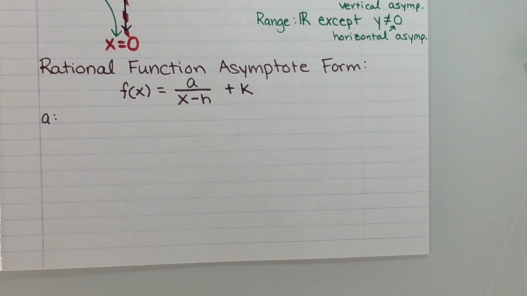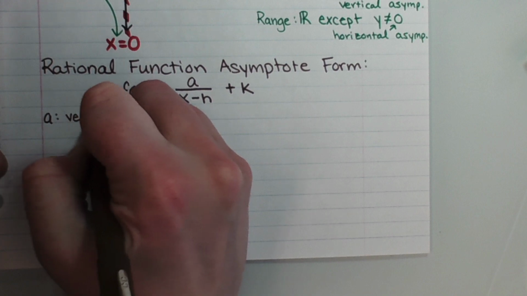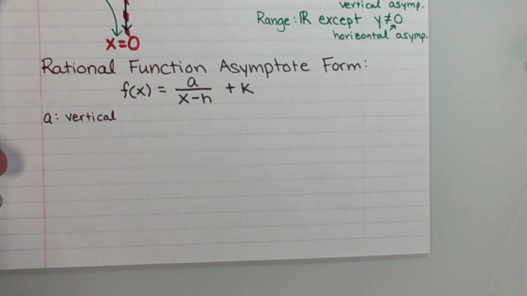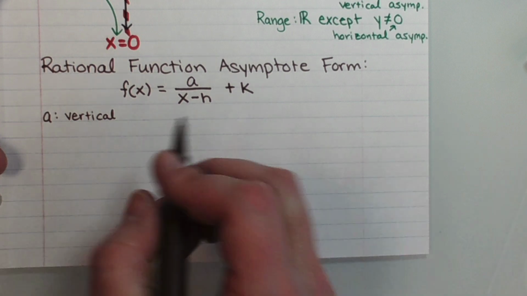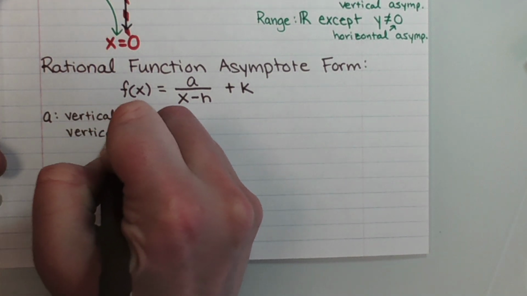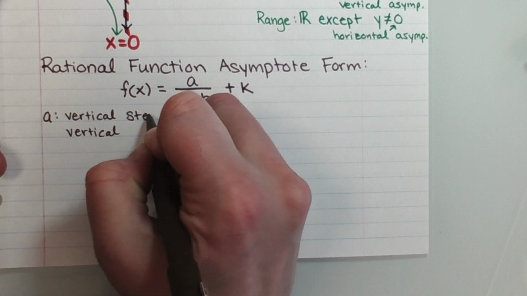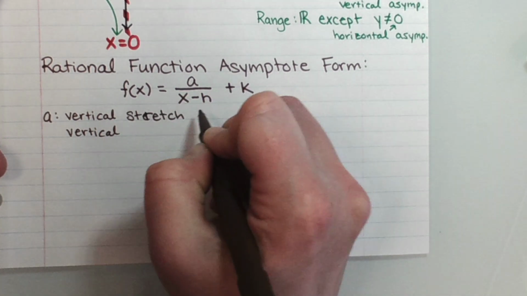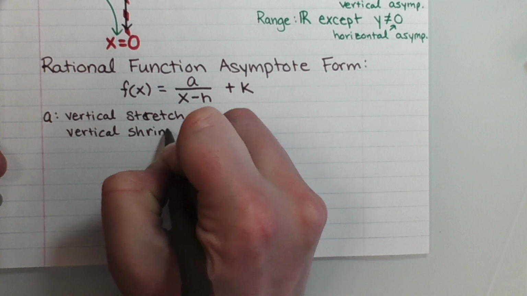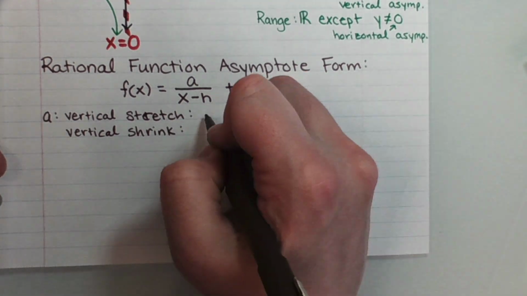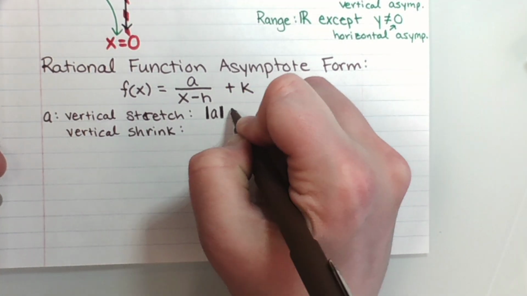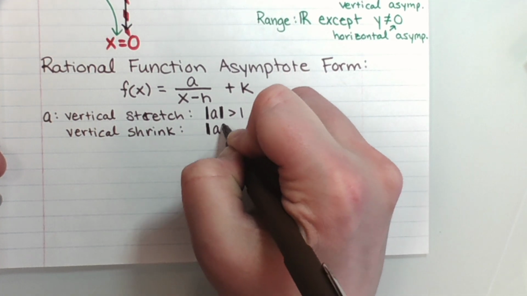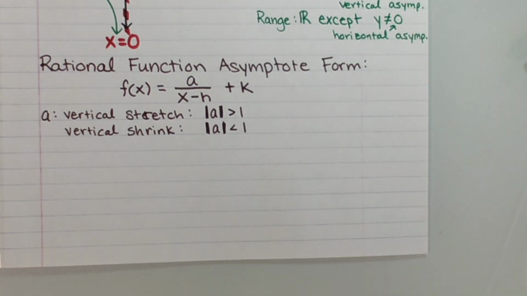What does a control on a function? What type of transformations does a control? Vertical stretch and shrink, AKA compression for shrink. It's a vertical stretch if the absolute value of a is greater than 1. It's a vertical shrink if the absolute value of a is less than 1. We do the absolute value of it because we ignore the negative.